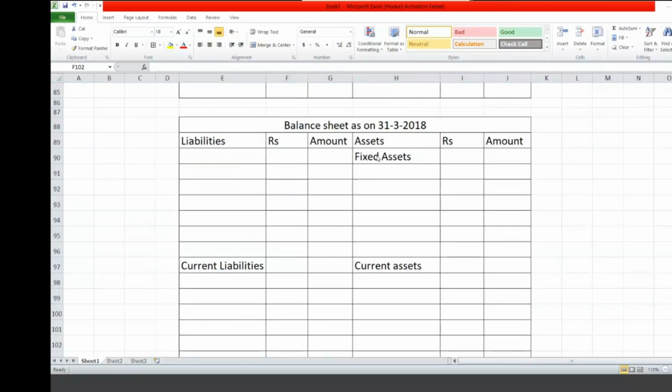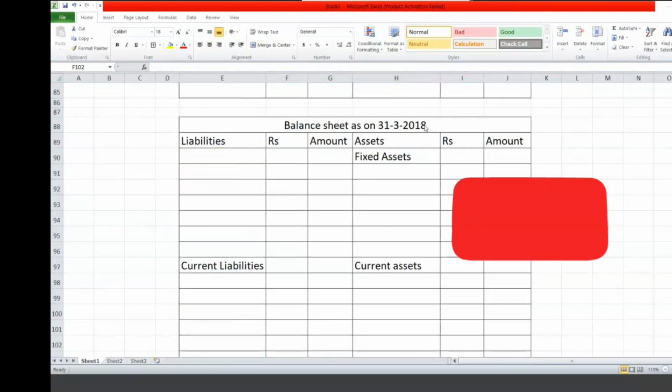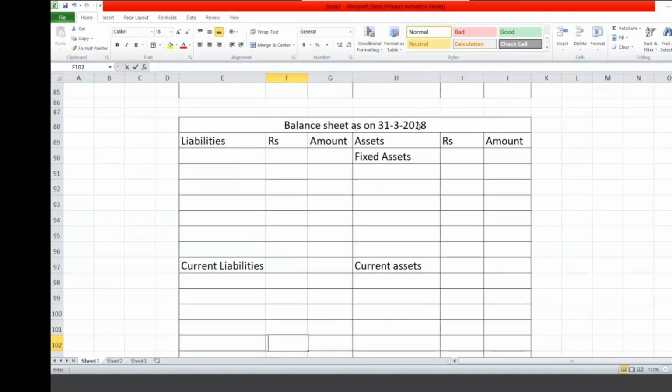Here is the balance sheet as on 31/3/2017. First we will start with capital. What is the amount of capital? The amount of capital is 67,500. To that we have to add net profit, but we don't have net profit, we have net loss. So less net loss.